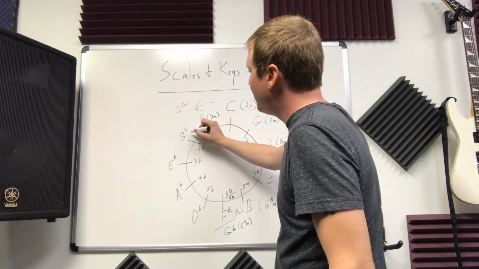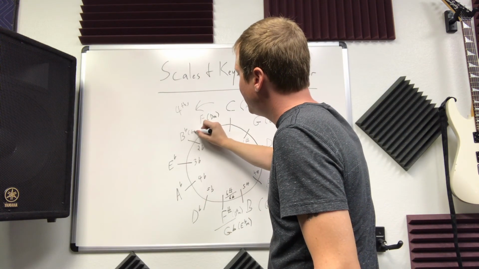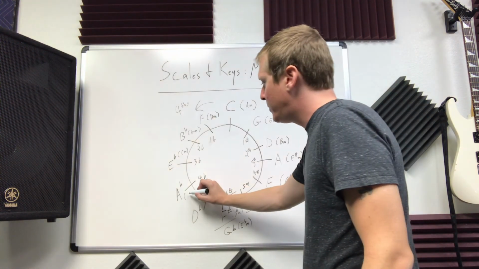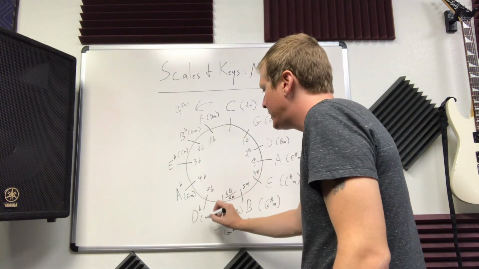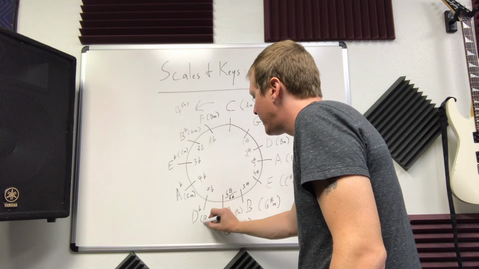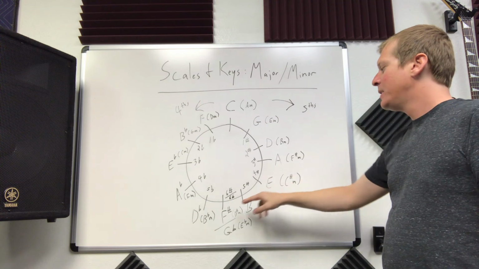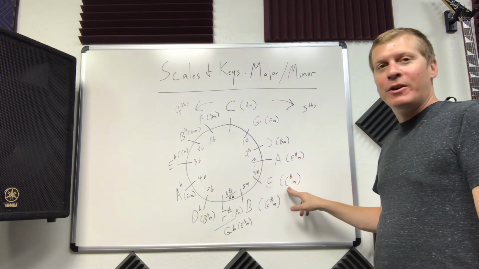And then for B flat major, we have G minor. And then for E flat major, we have C minor. And then for A flat major, we have F minor. And for D flat major, we have B flat minor. So again, if you understand the major keys really well, the minor keys are just a minor third back from the major key.